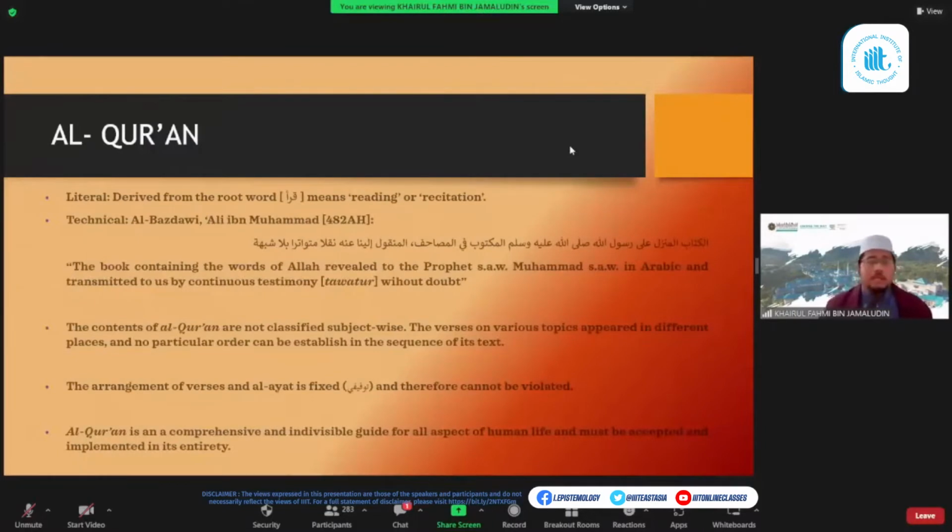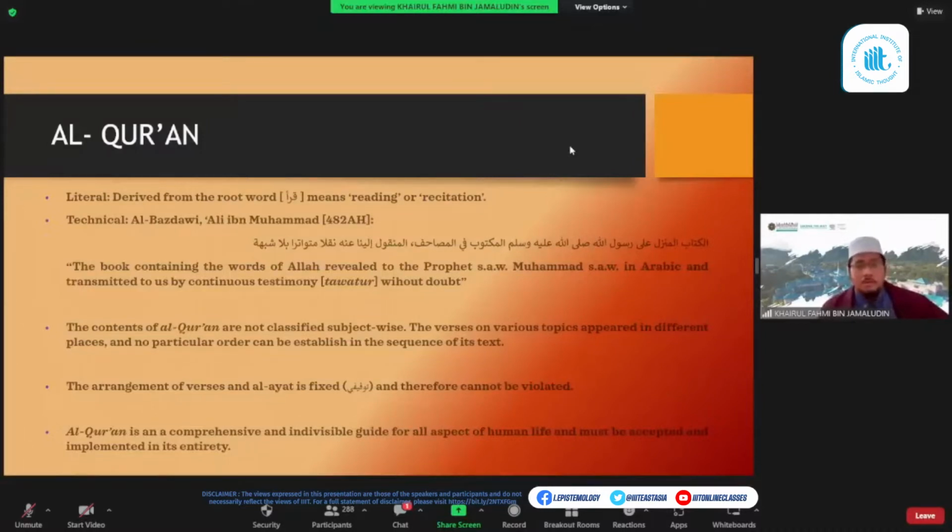Quran, as we know, comes from the root word qara'a, qara'a yaqra'u, qara'atan, and Quran means reading and recitation. According to Badawi, this is the technical definition: Kitab munazzal ala Rasulillah sallallahu alaihi wasallam, al-muktub fil masahif wal-manqul ilayna anhu naqlan mutawatiran bila shubha. The book containing the word of Allah revealed to the Prophet Muhammad sallallahu alaihi wasallam in Arabic, and transmitted to us by continuous testimony, tawatur, without doubt. So when we talk about Quran, it must be written in Arabic. If it is written in another language, then it is not the Quran. It may be the translation or transliteration of Quran, but not Quran. Quran must be written in Arabic.